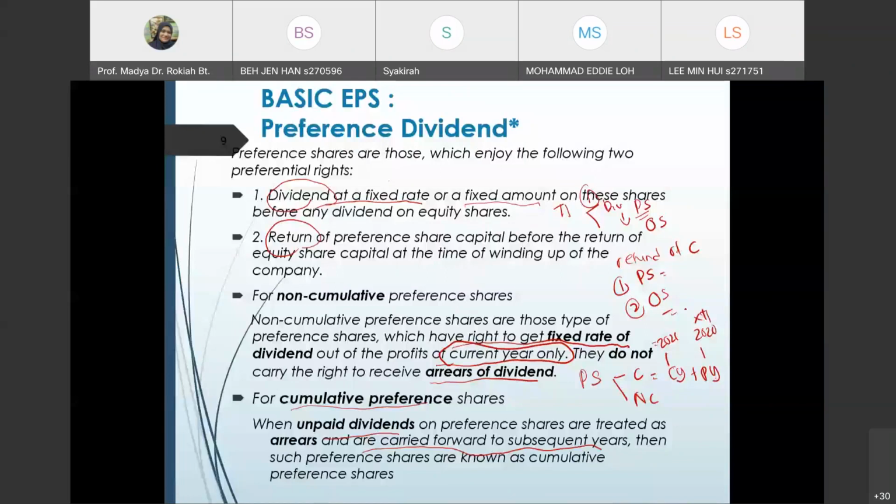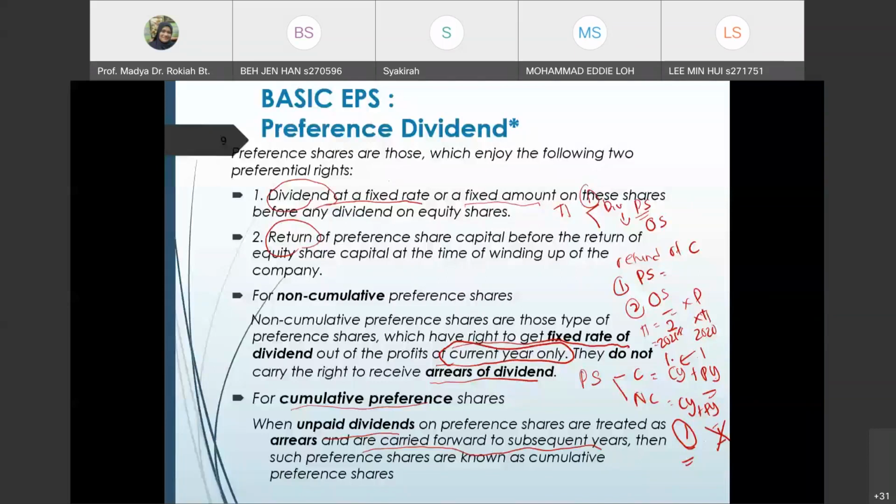But for non-cumulative, let's say the current year is 1,000 and the prior year is 1,000 also. They are not entitled to the previous year. They are only entitled to the current year, so they only have 1,000. So this is an example of cumulative and non-cumulative. Cumulative means that you can have dividends in arrears, but for non-cumulative, there is no dividend in arrears. So this is what you have for our preference dividend.